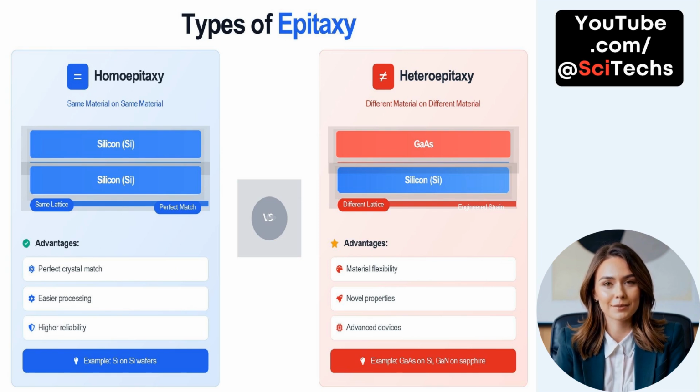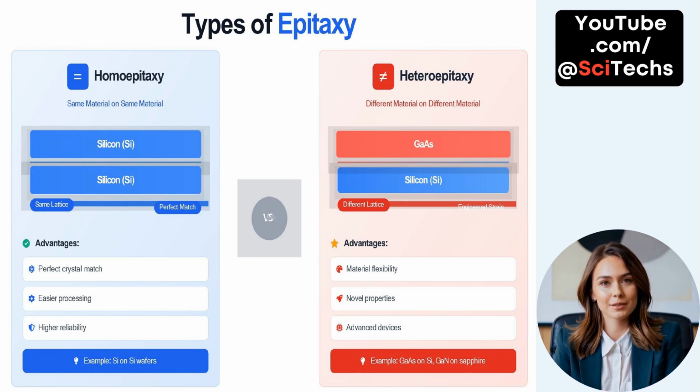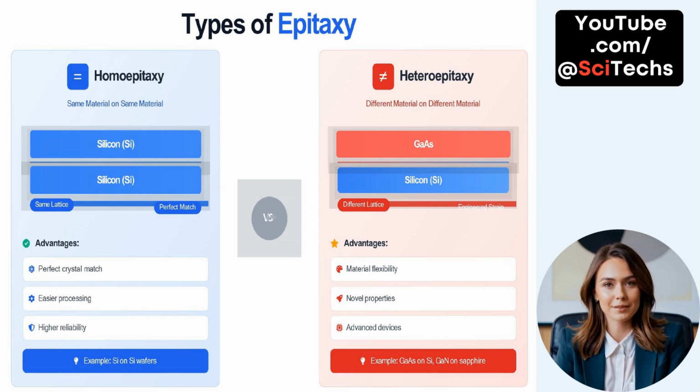Types of epitaxy. Epitaxy can be categorized into 2 main types, homoepitaxy and heteroepitaxy, each with distinct advantages and use cases. Homoepitaxy involves the growth of a crystalline layer using the same material as the substrate. For example, silicon grown on silicon. Because both layers share the same lattice structure, this results in a perfect crystal match, making it easier to process and offering higher reliability. This method is commonly used when consistency and structural integrity are essential.